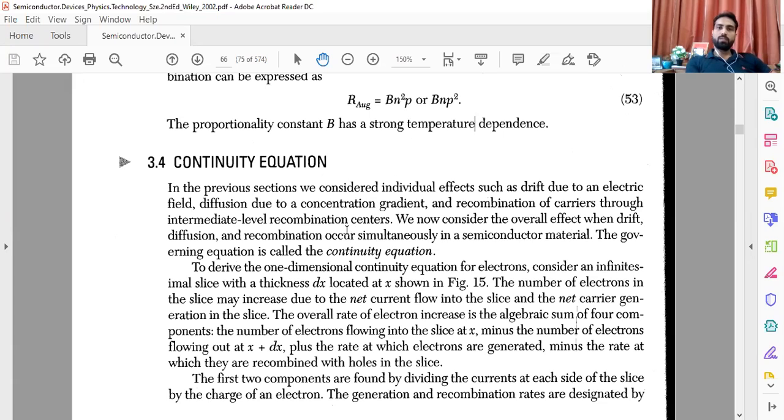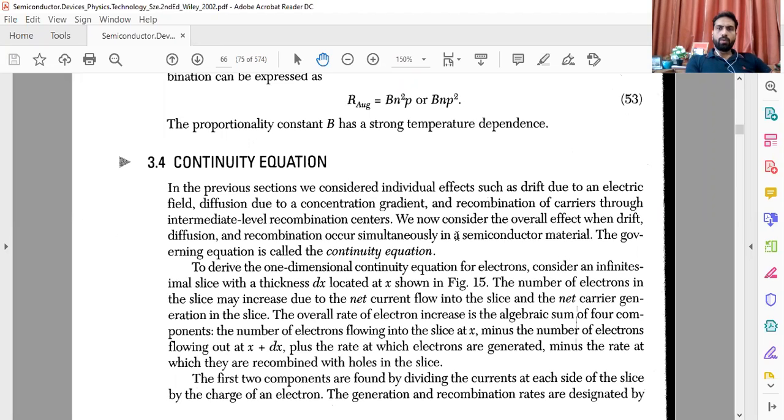So in the previous sections, we considered the individual effects such as drift. We have talked about the drift due to an electric field, diffusion due to concentration gradient. Very, very important terminology. It's a very beautiful line. Just remember about that. Drift due to an electric field, diffusion due to concentration. Diffusion comes because of the concentration effect. And recombination of carriers through the intermediate level recombination centers. और recombination हो जाता है because of what? Intermediate recombination centers are there. So that may also be caused.